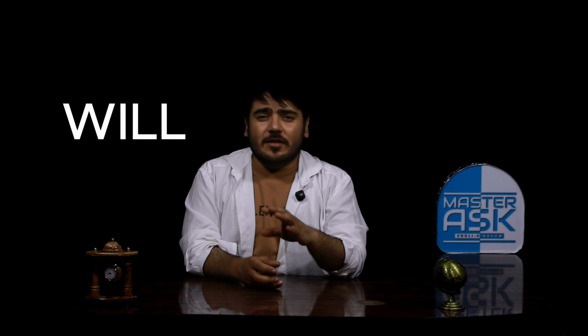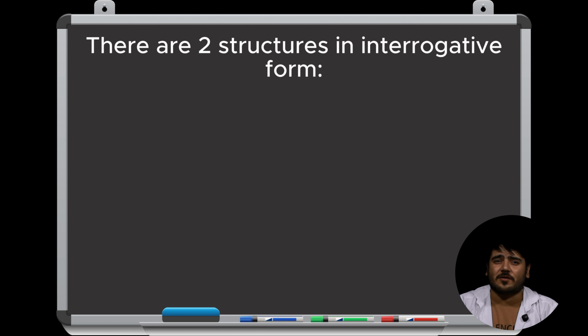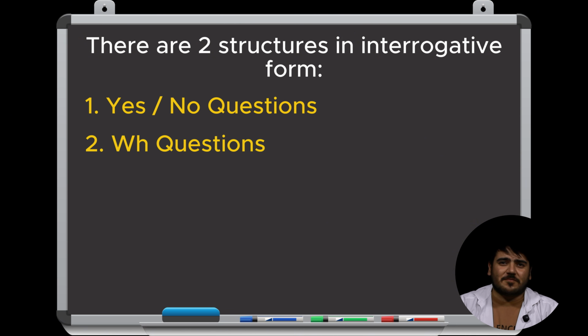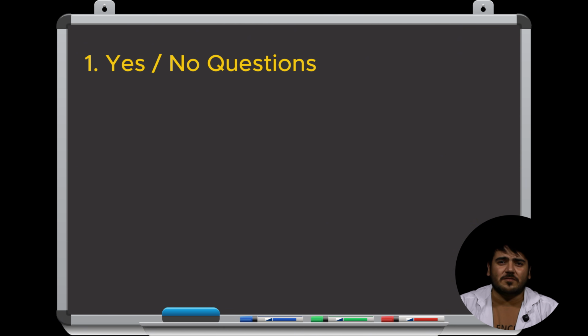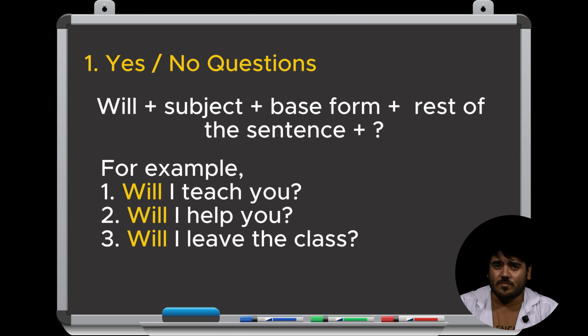Interrogative form. To make a question, we move will to the beginning of a sentence, specifically in yes-no questions. Well, I have to tell you there are two structures in the interrogative form: yes-no questions and WH questions. So for yes-no questions, we start with will, then subject, then base form, and then rest of the sentence, like, will I teach you? Or will I help you? Or will I leave the class?